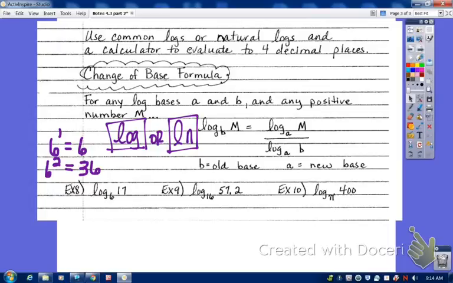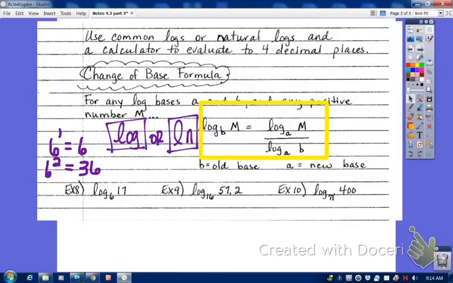Now, here's your formula. Who can figure out what this formula is telling you to do? It's the opposite of base. Where's the A come from? Excellent question. That's exactly what I wanted you to ask, Molly. The A is your new base. So you're going to change it to base 10 so you can use your calculator, or do you want to change it to base e? You've got to change it to 10 or e because you've got to use your calculator to find these answers.